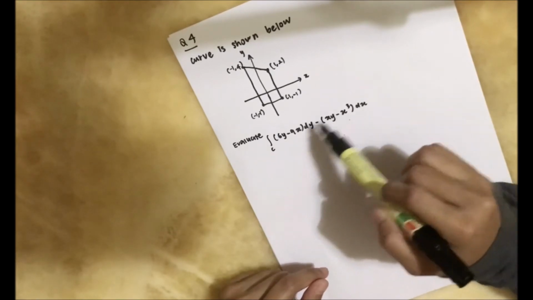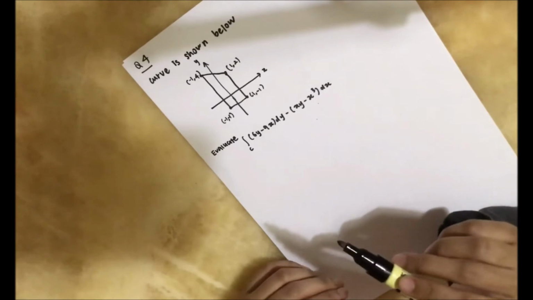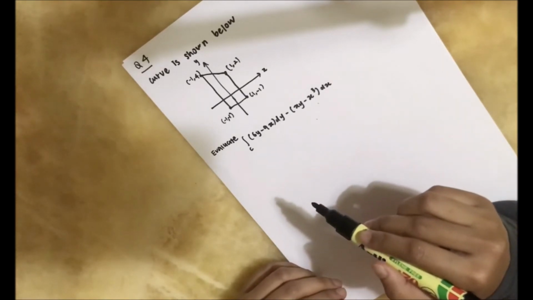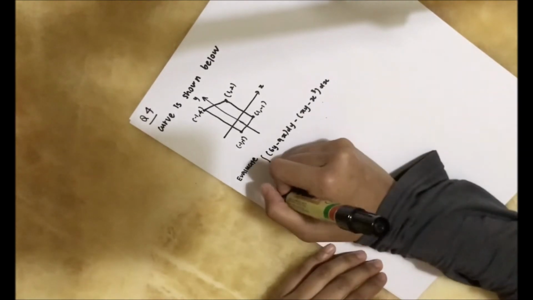For question number 4, the question is, the curve is shown below. Evaluate this equation. For this question, we need to use the double integral, and for solving the double integral, we need to use this formula.